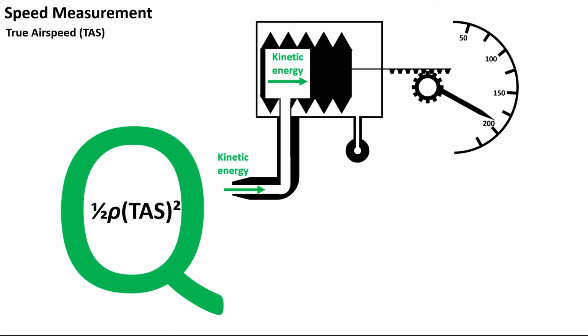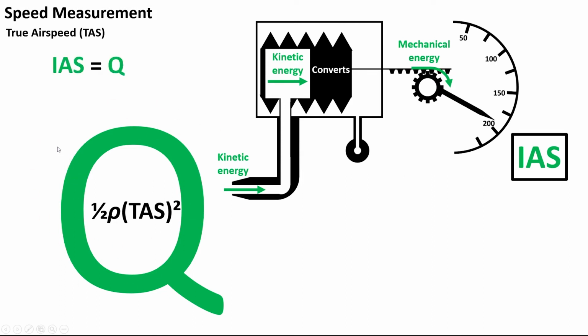and this diaphragm will convert this kinetic energy to a mechanical energy, and that mechanical energy will result in an indication. So what does it mean? It means that actually your indicated airspeed is simply the dynamic pressure of the air, but expressed with the wrong unit, okay? So instead of showing you the value of the dynamic pressure in hectopascal or millibar, or the value of the kinetic energy in joules, it's showing you knots or kilometers per hour. So it's showing you the value of the kinetic energy with the wrong unit.